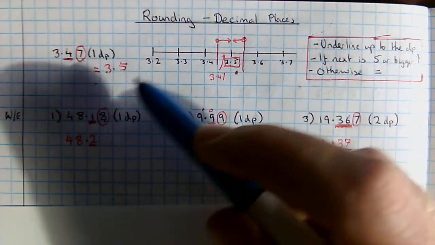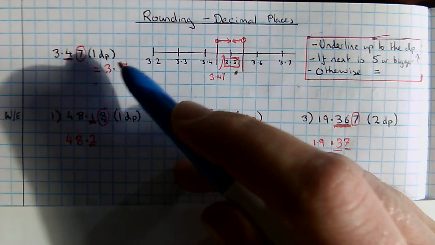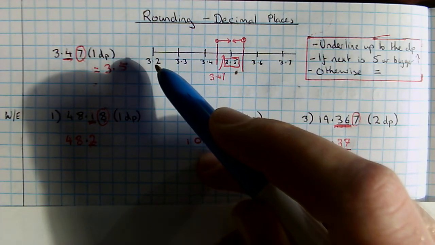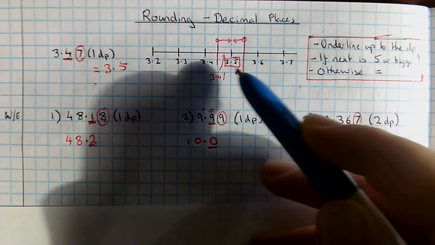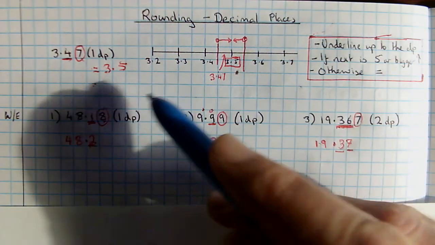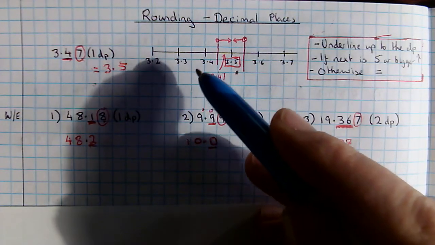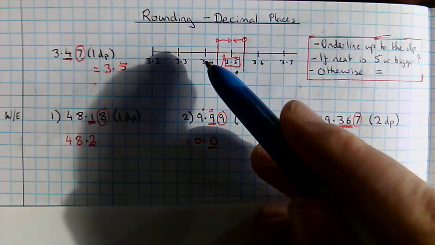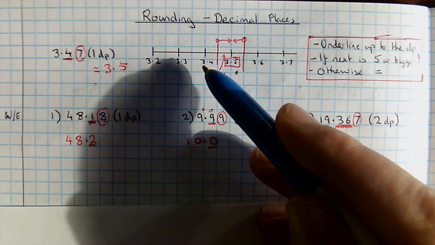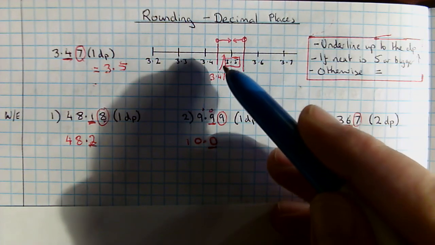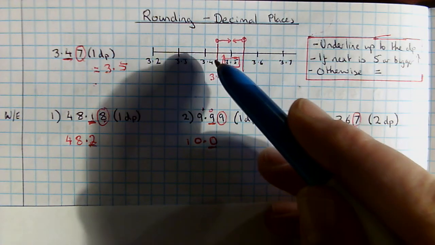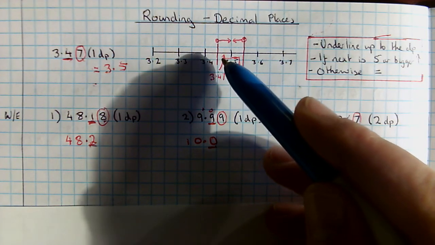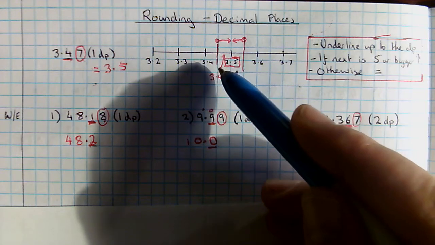Now, if it's to one decimal place, that means it's got to go to a number with one digit after the decimal point on a number line. So it's going to go 3.2, 3.3, 3.4, 3.5, 3.6, 3.7. I'm trying to work out which of these numbers 3.47 is closest to. Well, 3.47 must be between 3.4 and 3.5. Now, it's going to be closer to 3.5 than it is to 3.4, so it would round up to 3.5.